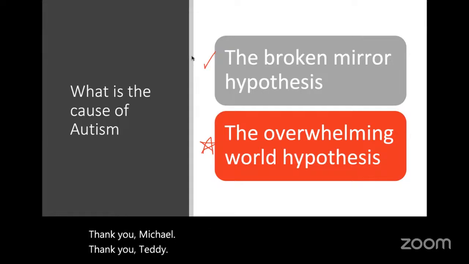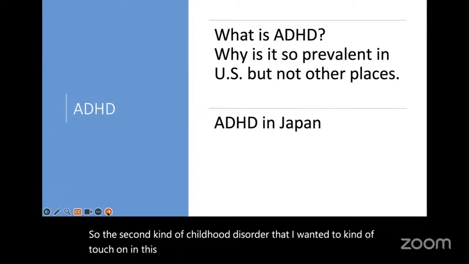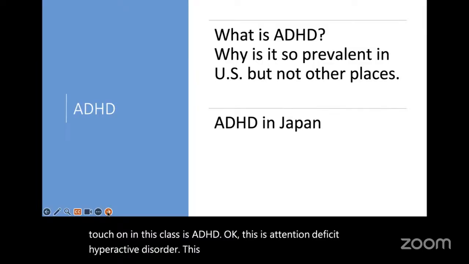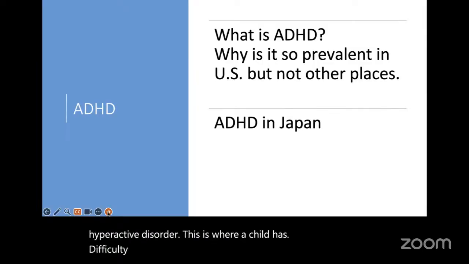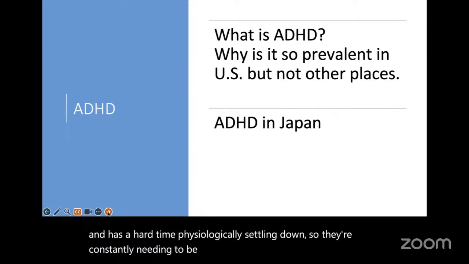All right, move on. So the second childhood disorder that I wanted to touch on in this class is ADHD. Okay, this is attention deficit hyperactive disorder. This is where a child has difficulty attending to something for an extended period of time and has a hard time physiologically settling down. So they're constantly needing to be on the move. Okay, that's the basic definition for now.